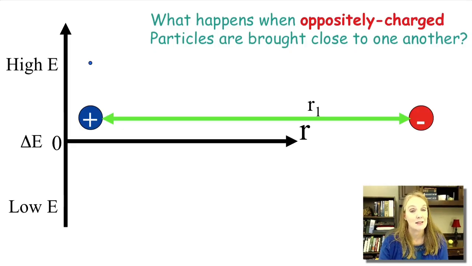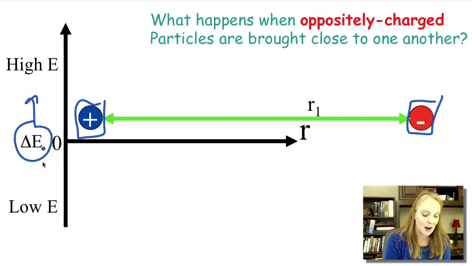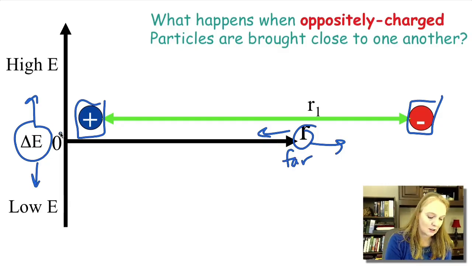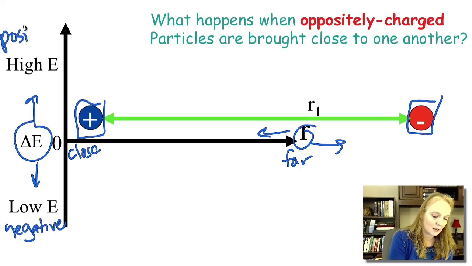So last time I had the same charges, they were both negative. But this time I want you to notice that one of them is positive and one of them is negative. I've still got energy on my y-axis, and I still have distance on my x-axis, right? So this is far apart, this is close together over here, right? This is negative energy, negative delta E. This is positive energy of interaction.